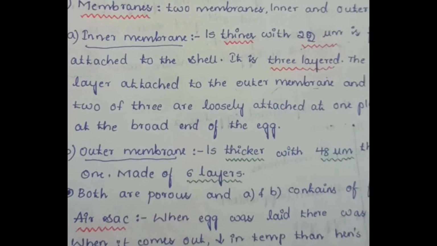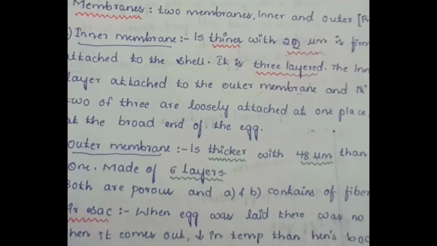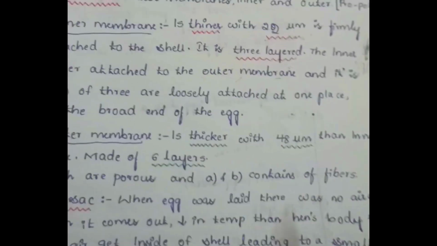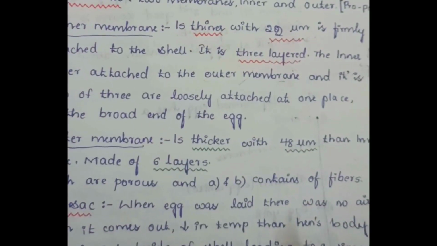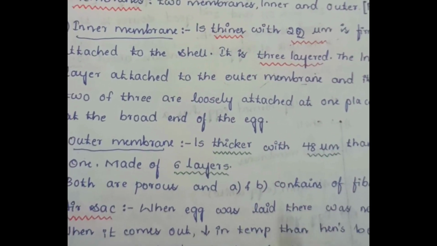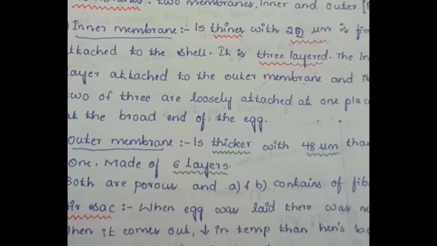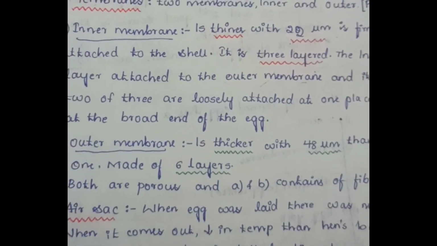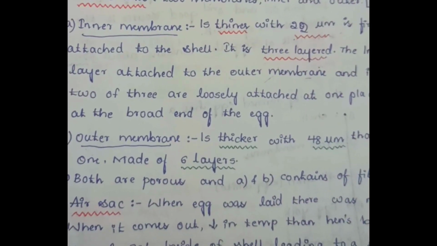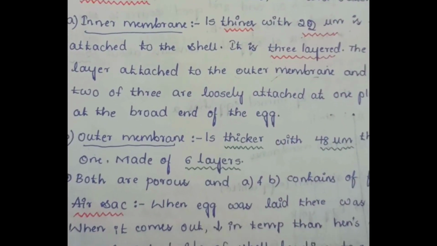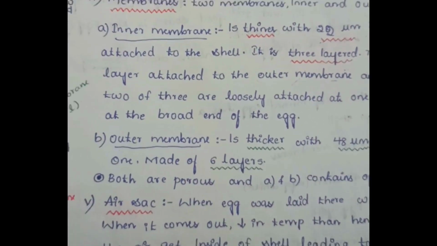And the outer membrane is thicker, whereas the inner membrane is thinner. It is 48 micrometers in diameter, made up of 6 layers, whereas the inner membrane is made up of 3 layers. Both are porous in nature, and they consist of fibers.